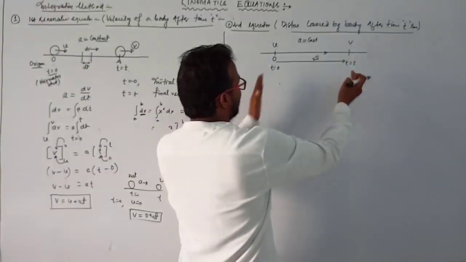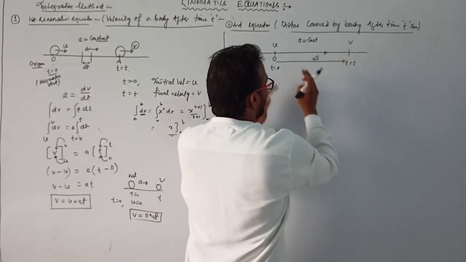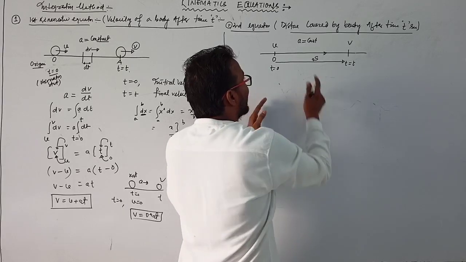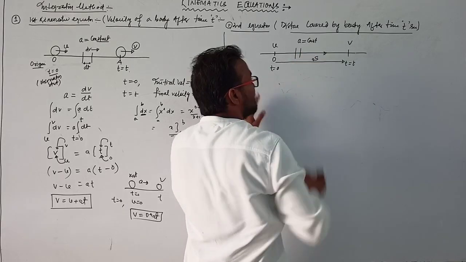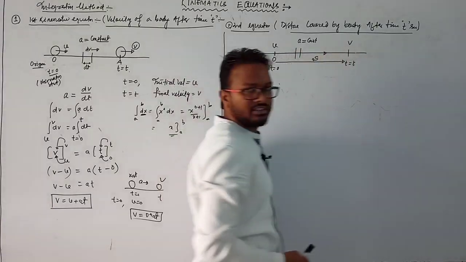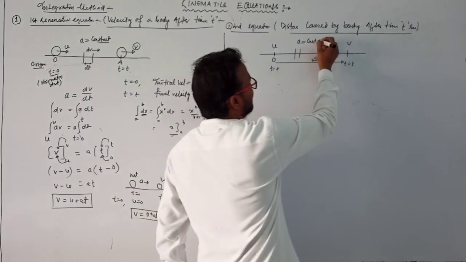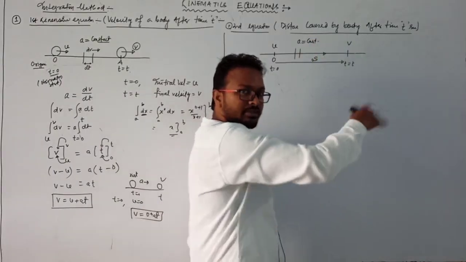So the total distance within time t is s, but this is the total distance. So in this case we have to calculate with the integration method. Why? Because the velocity of the body is changing, it is not constant velocity. Clear? Because acceleration is constant, so velocity must increase.